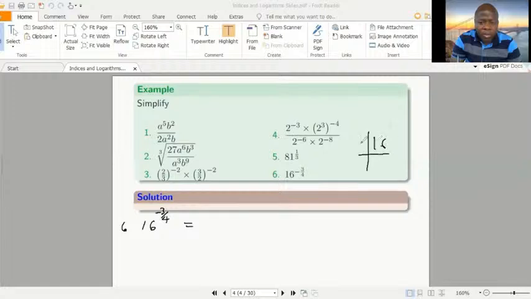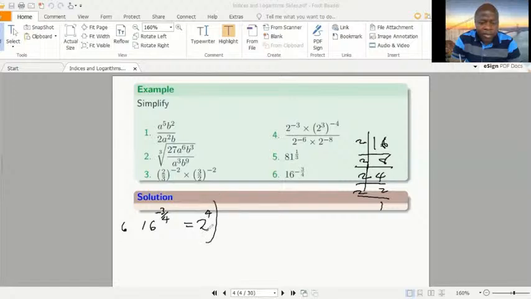2 goes into 16 8 times. 2 goes into 8 4 times. 2 goes into 4 twice. And 2 goes into 2 once. So 16 is the same as 2 raised to 1, 2, 3, 4, raised to 4.